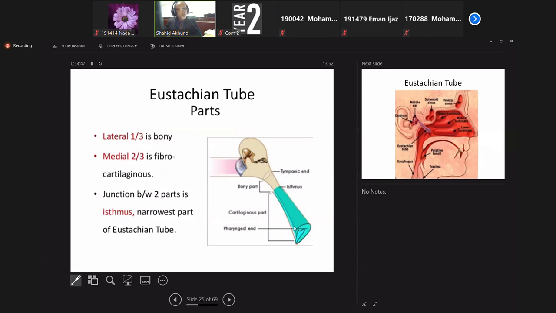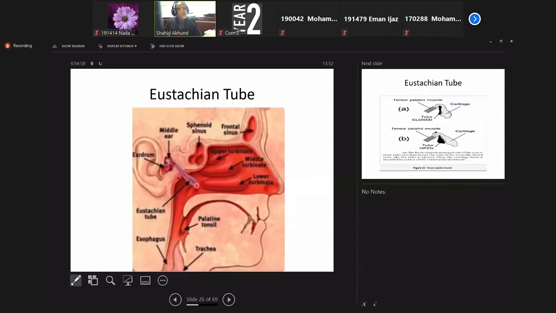That makes sense? Now see the opening here. That's where it is open. And this opening is the one which is opening in the nasopharynx. Let me show you the nasopharynx. You see this opening there.